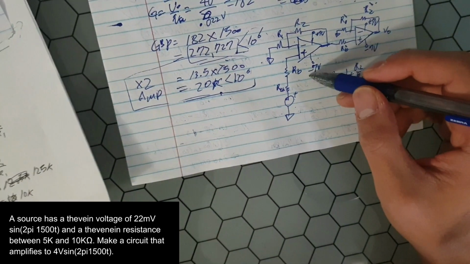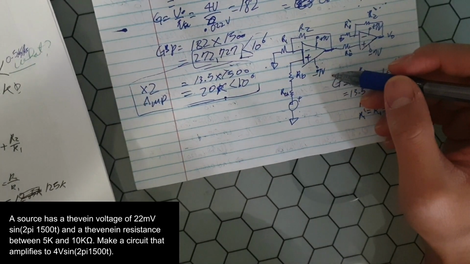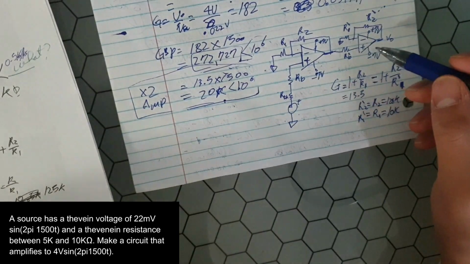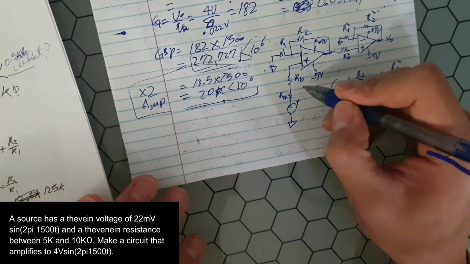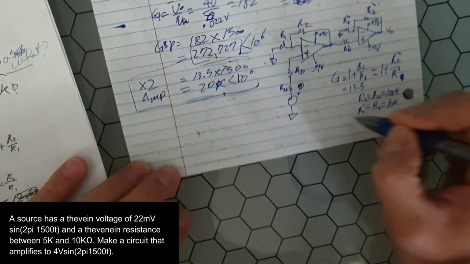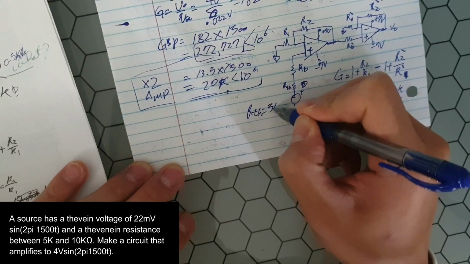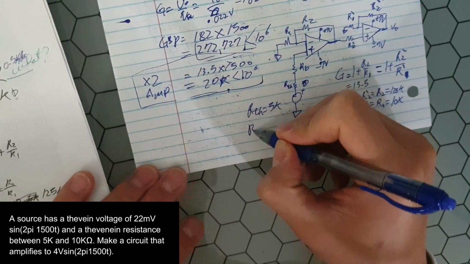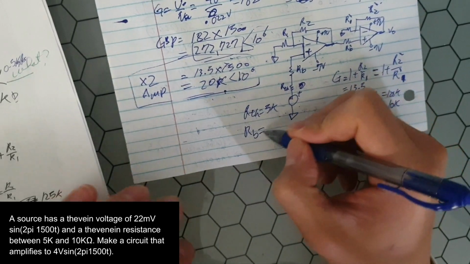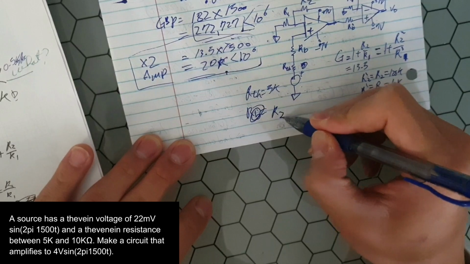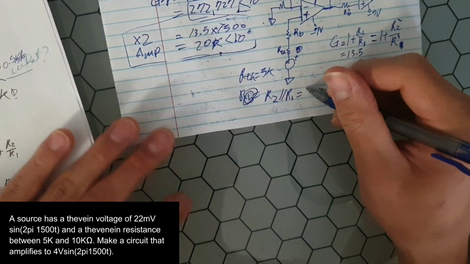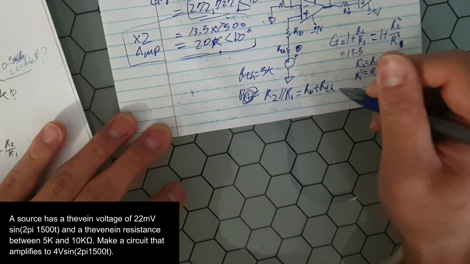And for R bias and R Thevenin, we say the Thevenin resistance is between 5k and 10k. You can choose 7.5k, in the middle, but I'm just going to choose R Thevenin equal to 5k. Now we just need to calculate R bias. We get it through this equation: R2 parallel R1 is supposed to be R bias plus R Thevenin.